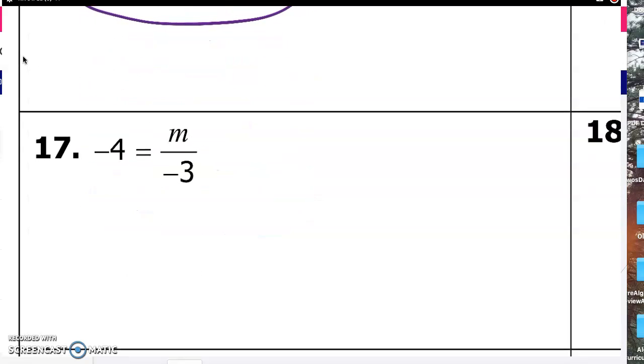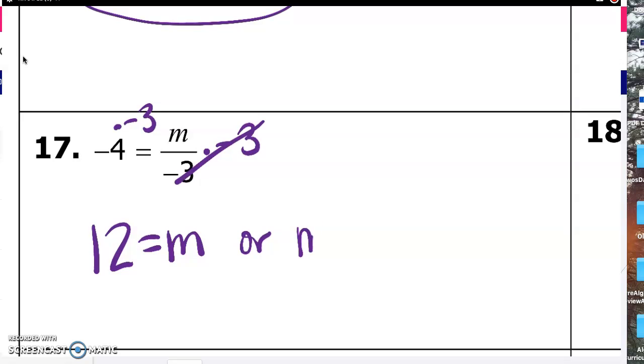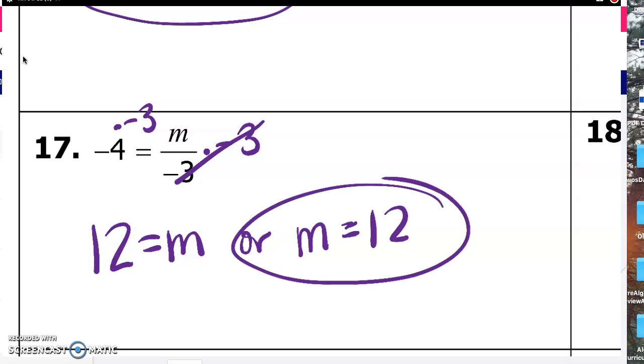17, m divided by negative 3. So if you want to leave it how it is, that's fine. You need to make sure you multiply by negative 3, not just 3, but negative 3 to get those to cancel, times negative 3. So 12 equals m, or if you want to flip it around, m equals 12. Again, I prefer that, and it's going to be a lot easier to have your variable on the left when we do inequalities later on.